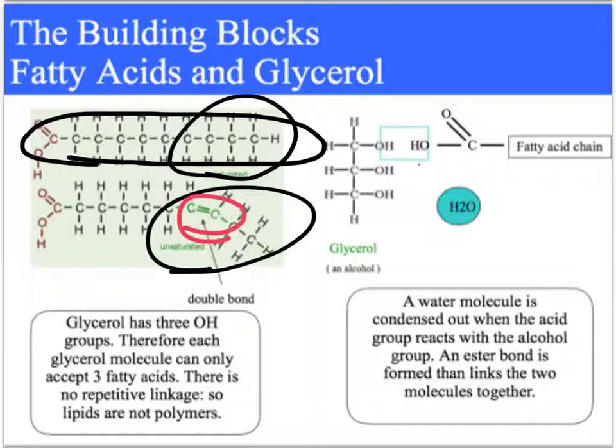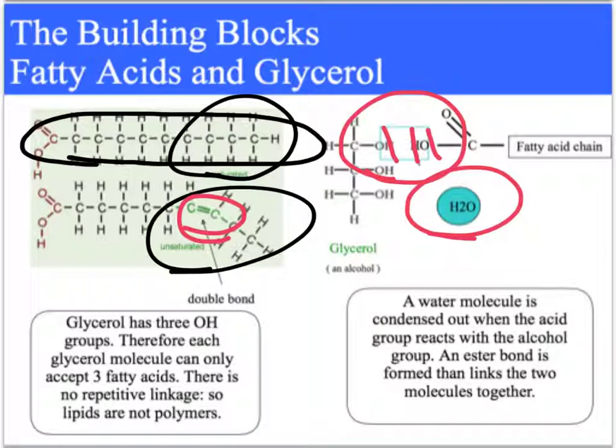Over here, we've got glycerol, which is an alcohol. What you may notice, it's joined to a fatty acid chain. I've got an OH and an HO, so a hydroxyl group. I can look at this and go, I've got 2 hydrogens and 2 oxygens. If I take out 2 of those hydrogens and 1 of those oxygens, I get water, H2O. So it is a condensation reaction because a water molecule is released.